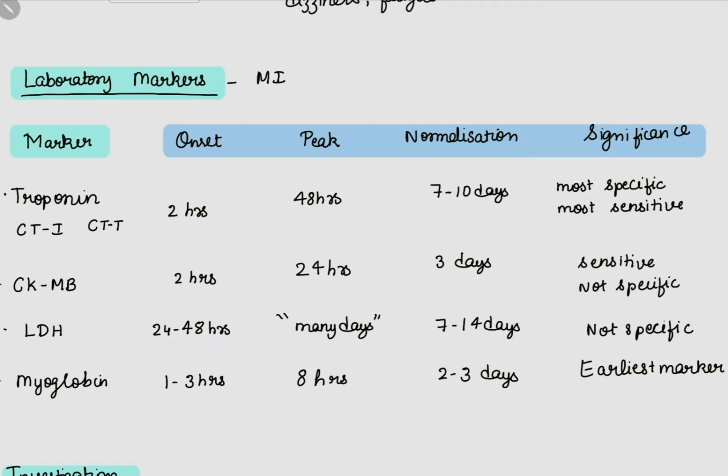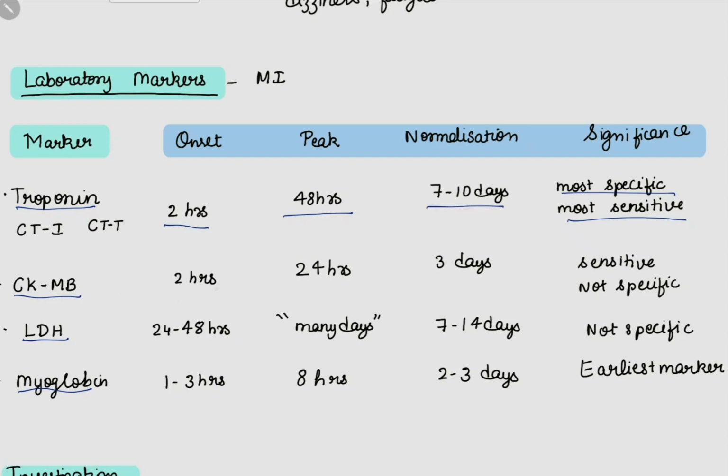Laboratory markers of myocardial infarction. It includes troponin, CKMB, LDH, myoglobin. Troponin is the most specific and most sensitive. Onset 2 hours, peak by 4 to 48 hours. Normalization 7 to 10 days.